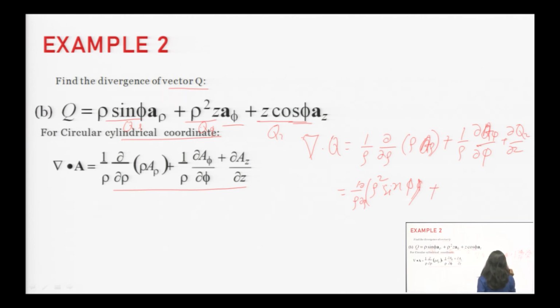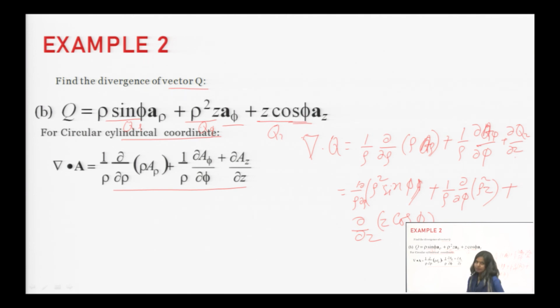Further, we will write 1 by rho as it is. Now the q phi term is rho square z, so we will write here d by d phi of rho square z, plus this term will be written as d by dz of qz, which is z cos phi.